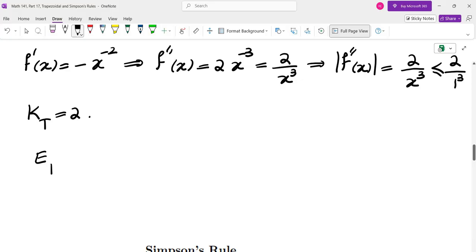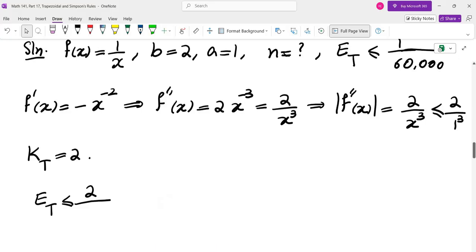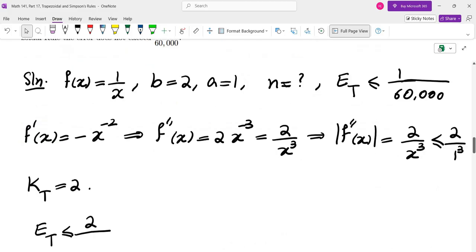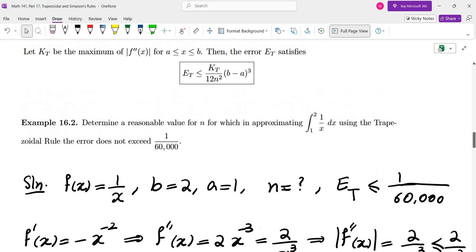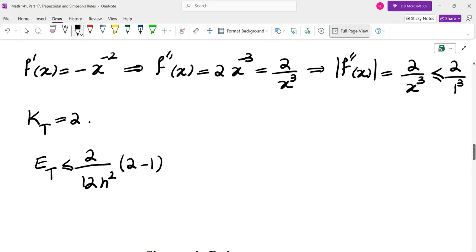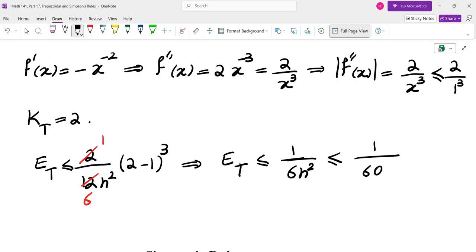Now, we know that the error is less than or equal to 2 over 12n squared, and then we have (b minus a) cubed, I believe. Yeah, so that would be cubed, although it doesn't really make a difference here because b minus a is 1 anyway. We have 2, which simplifies with the denominator. We get 1 here, we get 6 here. So we get E sub t is less than or equal to 1 over 6n squared. We would like this to be less than or equal to 1 over 60,000.